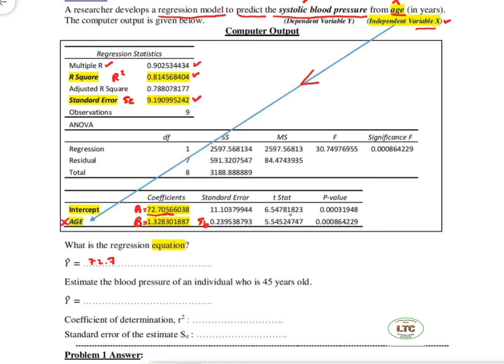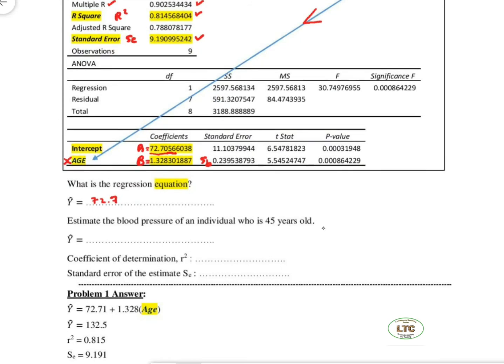72.7. Here you see, you can see below here. A is 72.71 approximately, B is 1.328 times x, and y hat. Estimate the blood pressure y hat of the individual who is 45 years old. X is 45, so you enter 45 here and compute by calculator. You will get this.